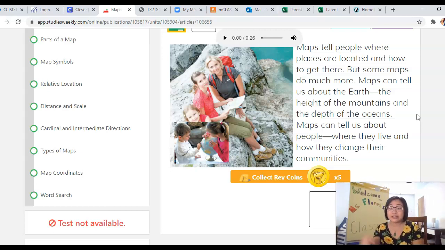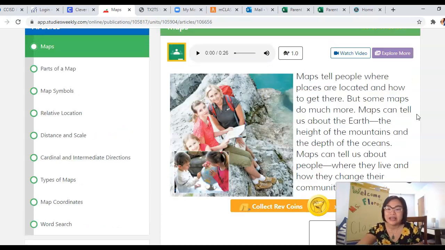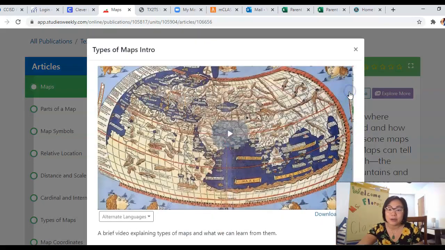So let's take a moment, let's pause and think about what we just read. Maps can tell us about the earth. On some maps, you'll see tall mountains, and some maps show us elevation, which tells us how tall the mountains are. It also tells us the depth of the ocean. It might tell us how deep down the ocean is. Let's go ahead and pause and watch a video about maps.